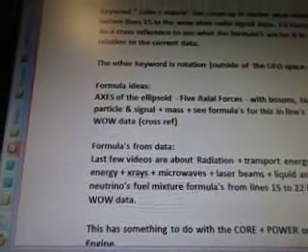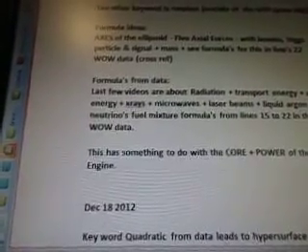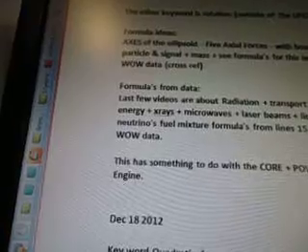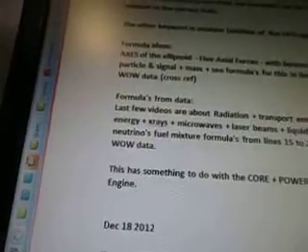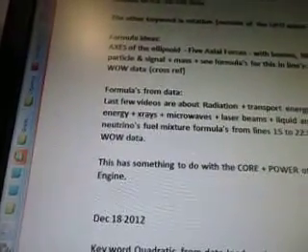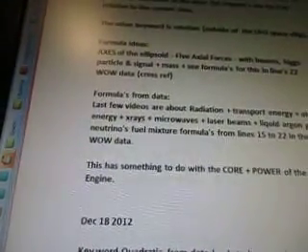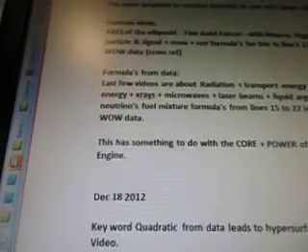The formula ideas are axis of the ellipsoid, 5 axial forces with bosons, Higgs, particle, and signal, plus mass. See formulas for this in line 22, WOW data cross-reference. Formulas from the data. Last few videos are about radiation. I'm going to just make a note in my book here to do a cross-reference. Last few videos are about radiation, transport energy, atomic energy, X-rays, microwaves, laser beams, liquid argon gas, neutrinos, fuel mixture formulas, from lines 15 to 22 in the WOW data. This has something to do with the core power of the UFO engine.